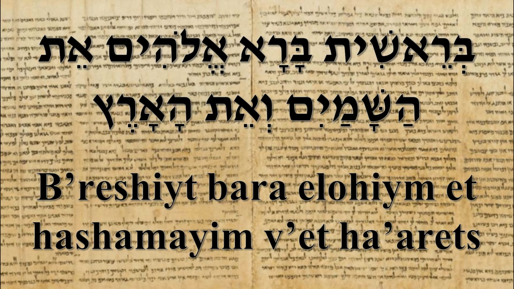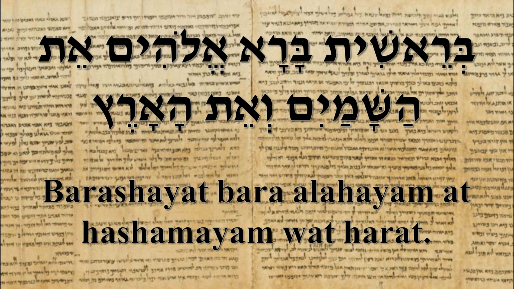They call this alphabet the Lashawan Qadash, which is their pronunciation of the Hebrew phrase Lashon Qadosh, meaning holy tongue or holy language. To illustrate their pronunciation of the Lashawan Qadash, let's look at Genesis 1 verse 1. According to the Masoretic Hebrew text, this verse is pronounced Bereshit bara Elohim et hashamayim ve'et ha'aretz. But according to this group, the original pronunciation was Barashayat bara alahayam at hashamayam vat harat.